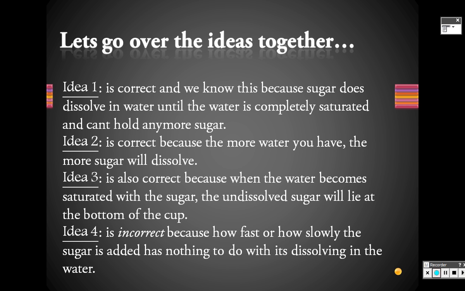But idea 4 is incorrect because how fast or how slowly the sugar is added has nothing to do with its dissolving in the water.